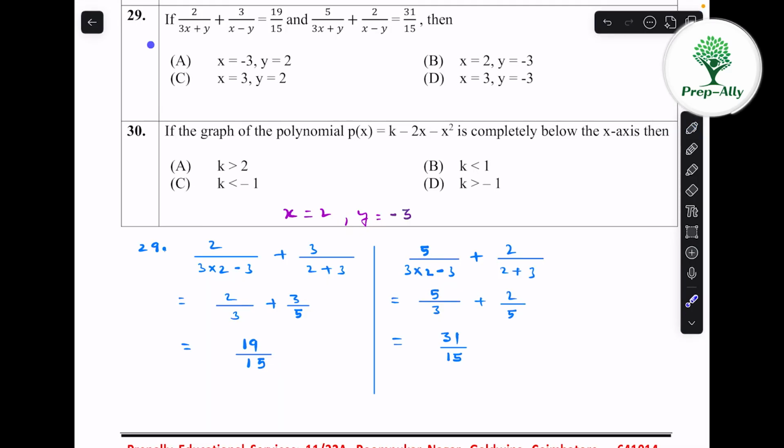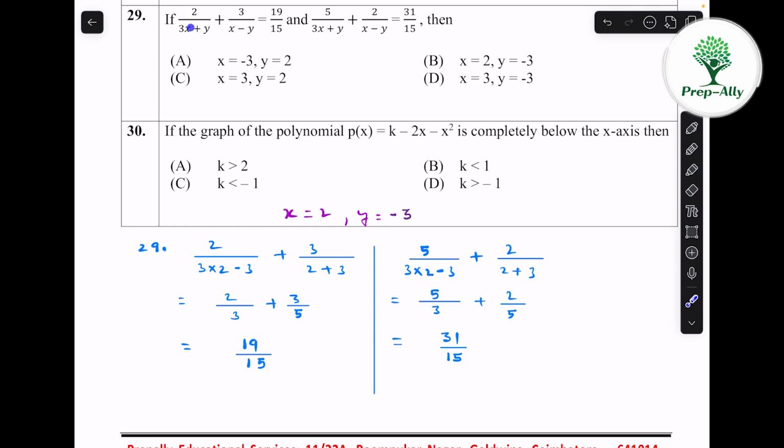See here how to solve this question. I can solve these two equations, then I can find x and y. Otherwise, directly I can check from the options. I have checked this one, and this value of x and y are not satisfying these two equations. So now I will try for this.